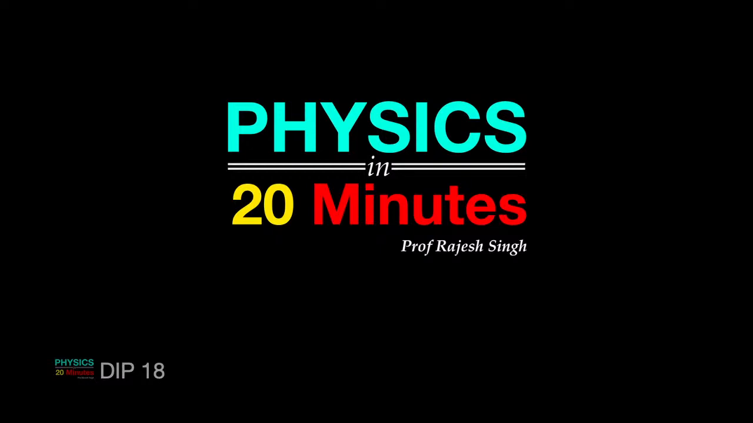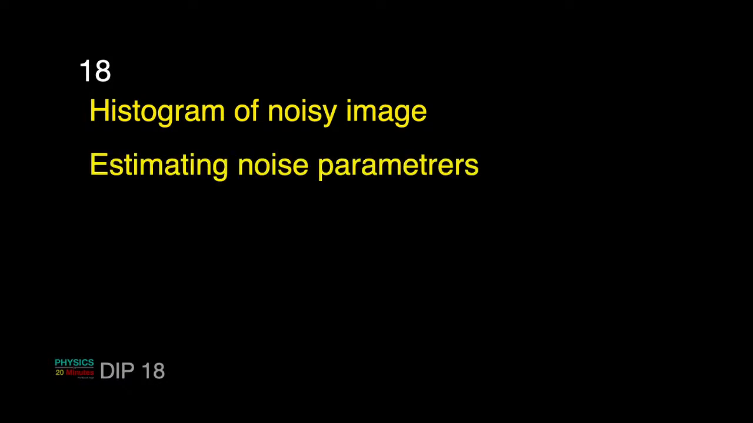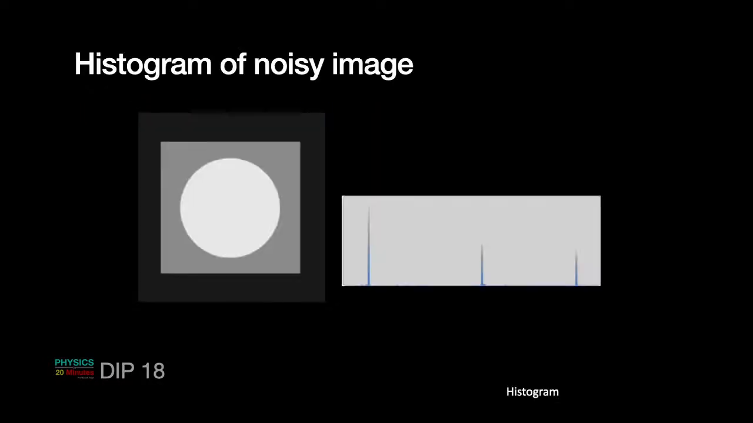So, I'm going to introduce the theoretical part in brief, and towards the end, we will check it by a small experimentation. So, going ahead, today's class we will talk about histograms of noisy images, and we will learn how to estimate noise parameters. To begin with, how do we know how the histogram of a noisy image looks like?